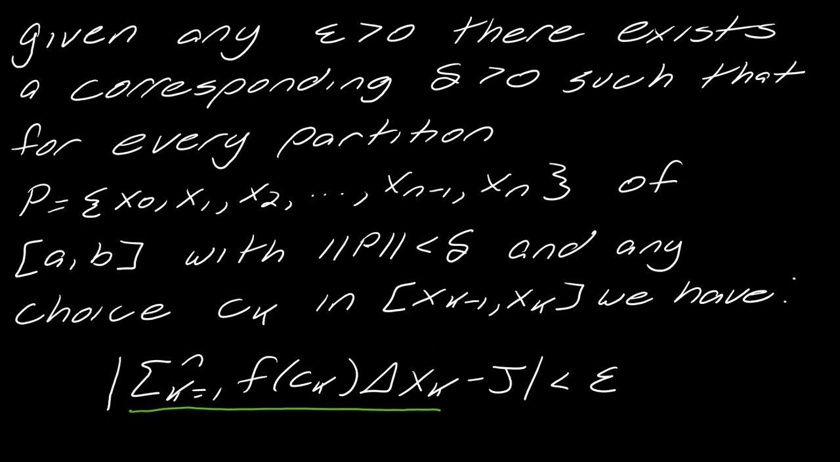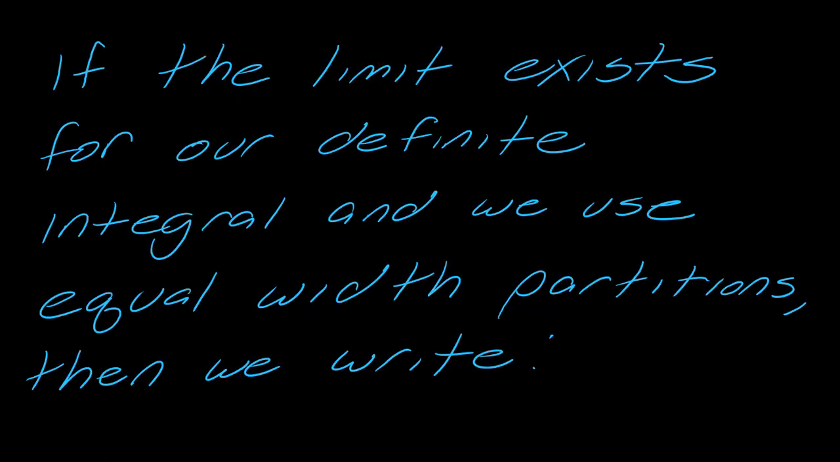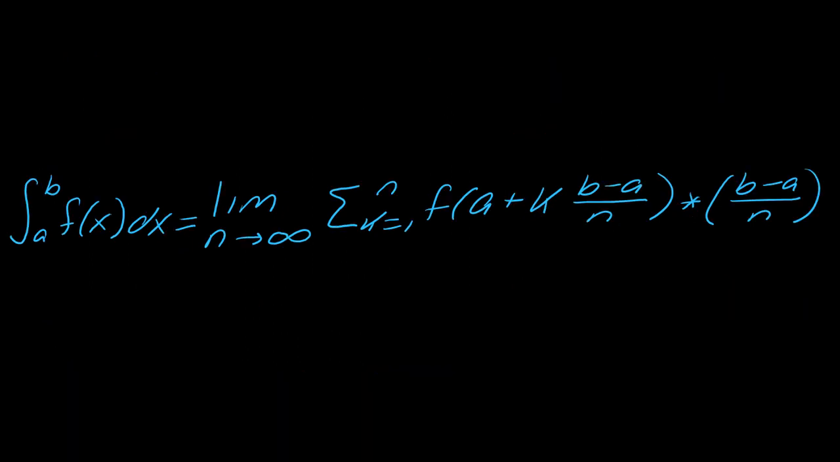Okay, so now if the limit exists for our definite integral, meaning we're able to go through and do that whole Riemann sum calculation, and also if we use equal width partitions, which, if you've been watching any of my videos, I always use, then instead of having that whole crazy definition that we wrote, we can instead write this. All right, I realize there's a lot to look at. I highly recommend you write this down. Pause the video, write it down, and try to figure out what parts of this actually look familiar to you.